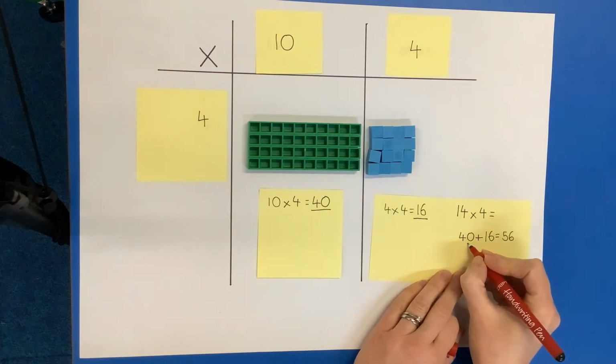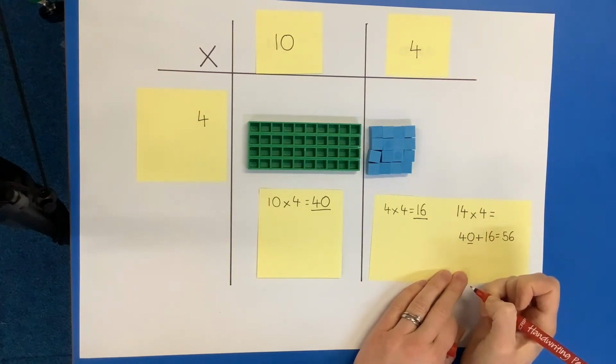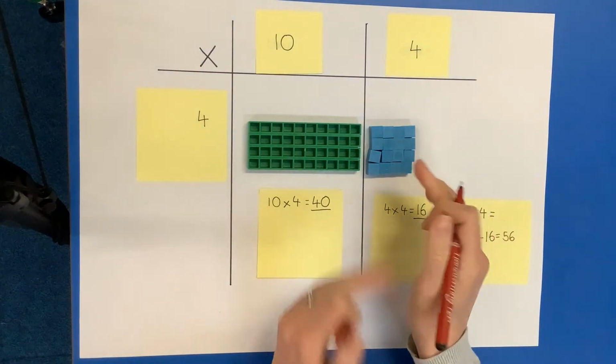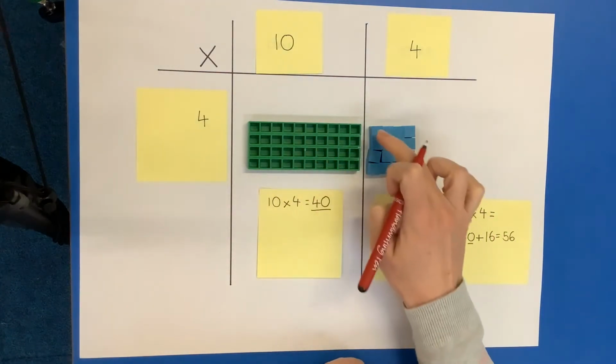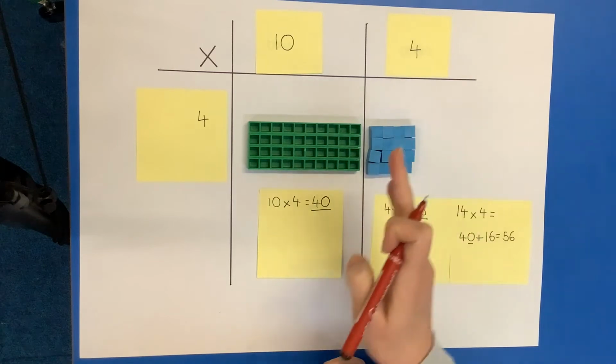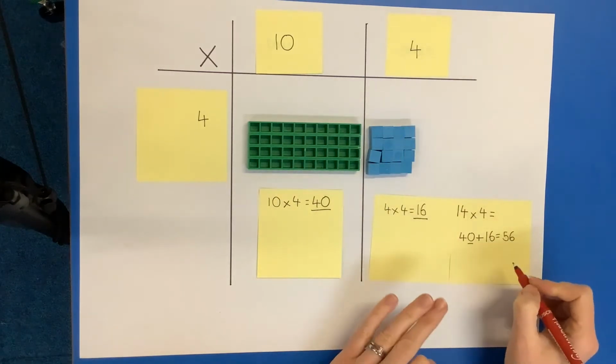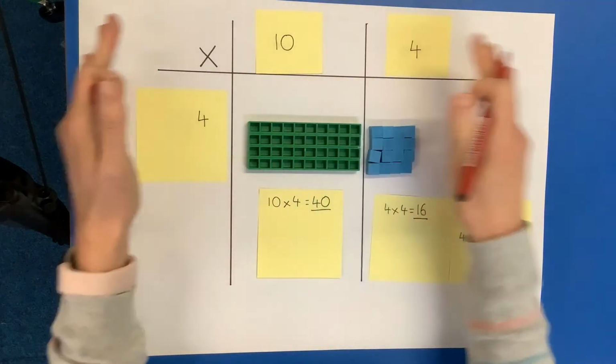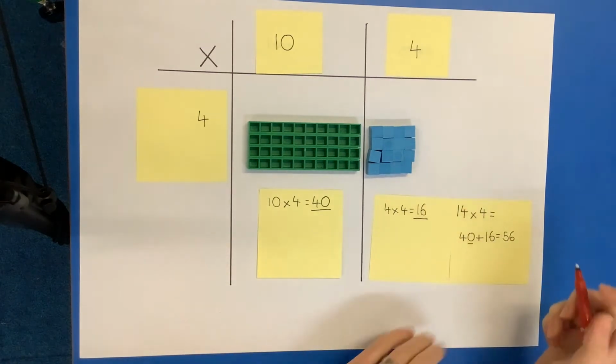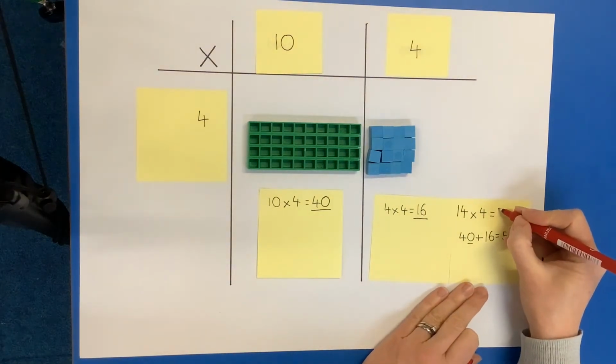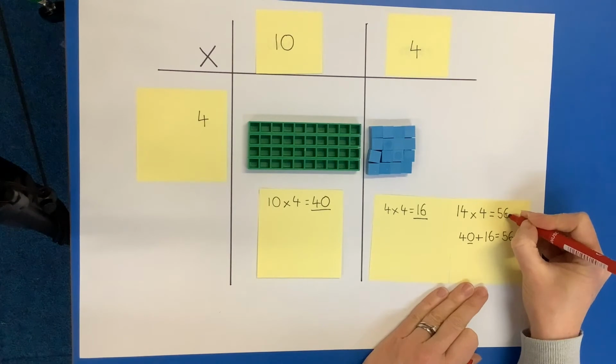Now, because we've got tens, usually it makes it nice and easy to add on. If you need to, you can count it through. So 40, 41, 42, 43, 44, and so on. So if you're thinking, oh my goodness, this seems tricky, you just need your big sheet of paper to have a go. Right, 14 times 4 equals 56.